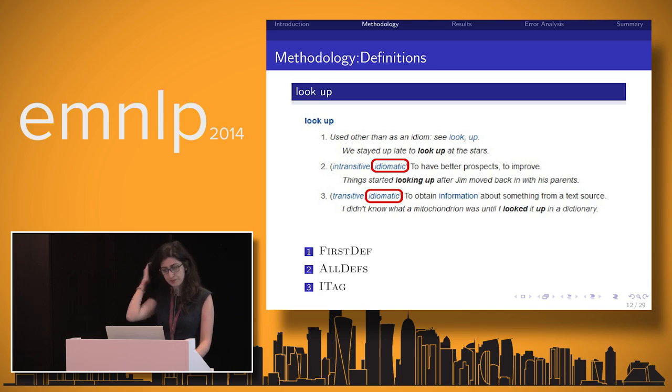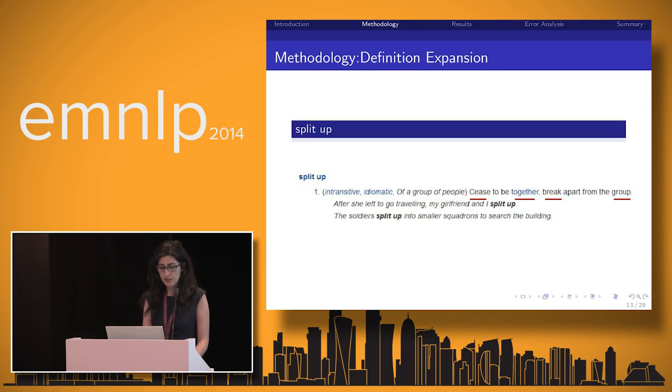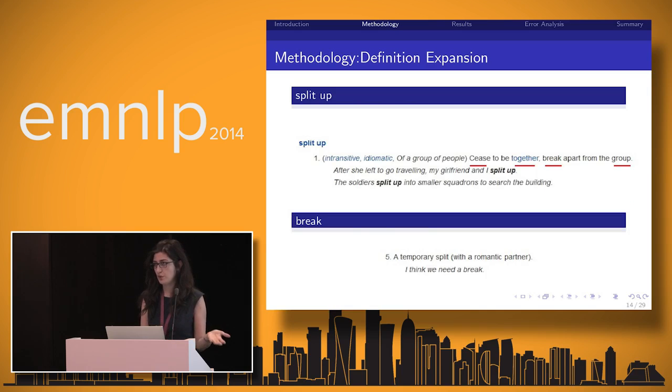Now, what do we do for definition expansion? For example, for split up, the definition is cease to be together, break apart from the group. Leaving out the stop words, we have four words here: cease, together, break, and group. But in this definition, we don't have split. If we look at the definition of break, one of the senses is a temporary split, which has the word split, so we can understand that in split up, split is compositional.